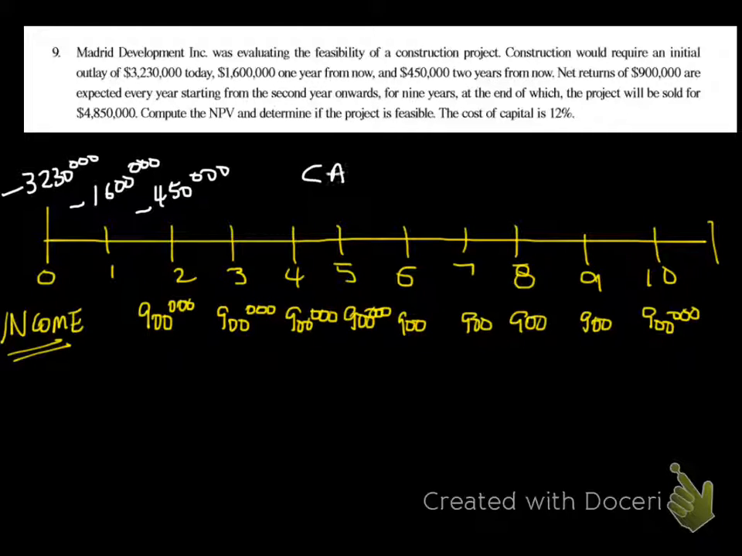These are our cash outflows. So our outflows must be listed separately from our inflows, and you'll see that we've got three outflows: $3,230,000 initially, followed by $1.6 million at the end of 1 year and $450,000 at the end of 2 years. The cash in, or the return, is our $900,000 every year starting from the second year onwards, for a period of 9 years, at the end of which the project will be sold for $4,850,000. So that is another inflow.